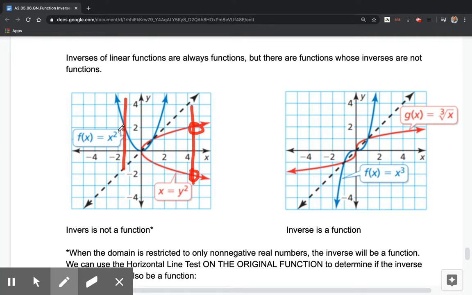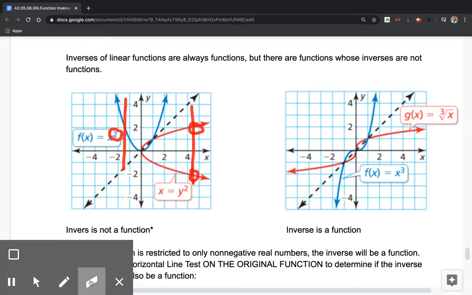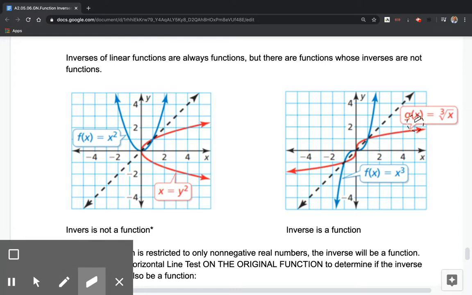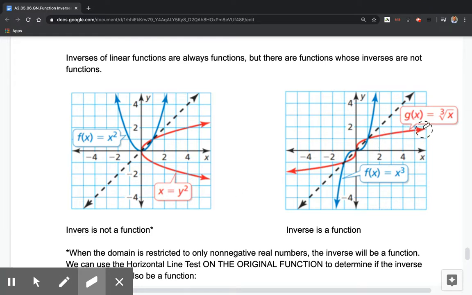The thing that we notice about this one is it has an even root. So whenever we have an even root, if we want to see if the inverse is going to be a function, we need to make sure that we have a restriction on the domain for only positive numbers. Over here, we have a cube root function, and we have g of x is the cube root of x. And this one does pass the vertical line test for both functions, so they are inverses and they are functions.